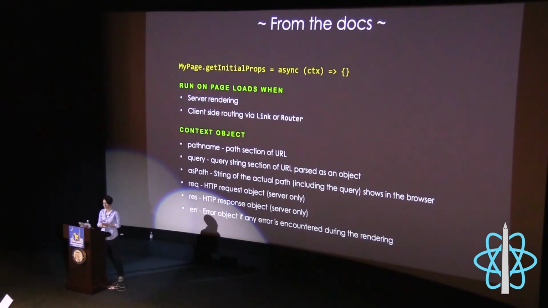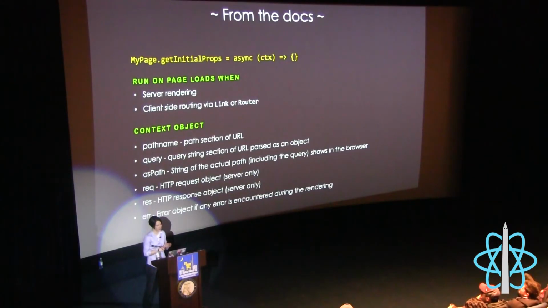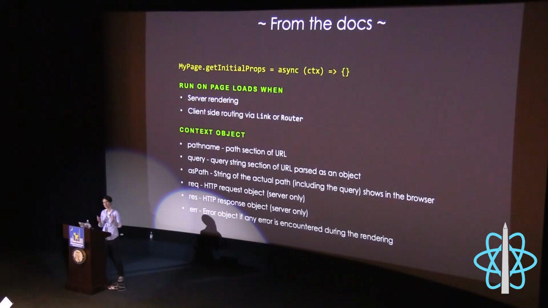And a little bit more information, the TLDR about getInitialProps. Key takeaway here, you can access this context object, which is handy. It can help fetch the right data. And then this is only for server rendering or client-side routing via link or router. So you can't just have your typical link HTML in there. The Next.js app won't know to hook into the proper things.